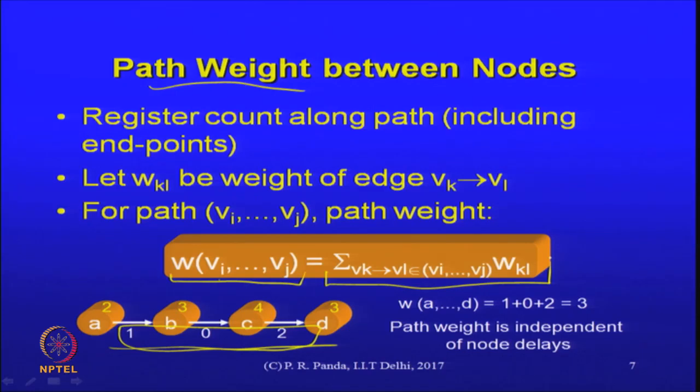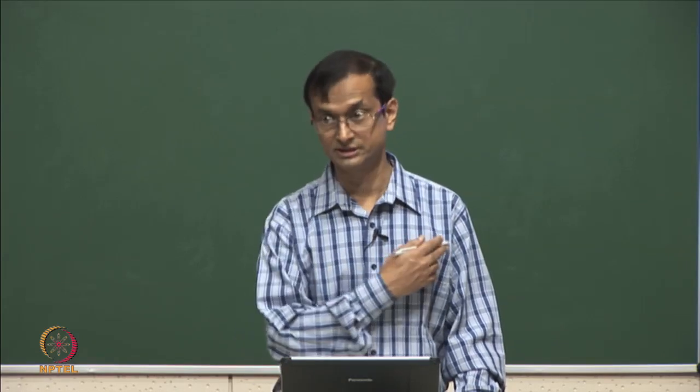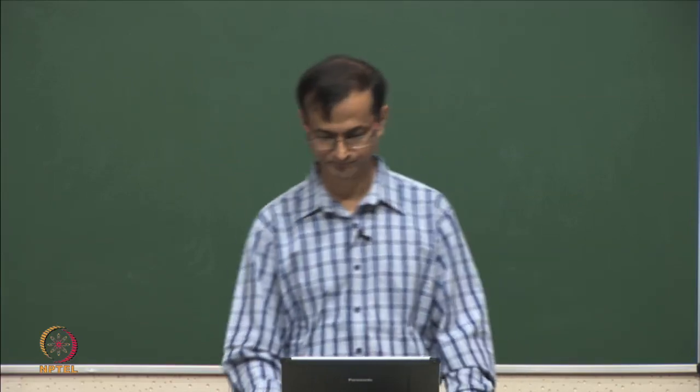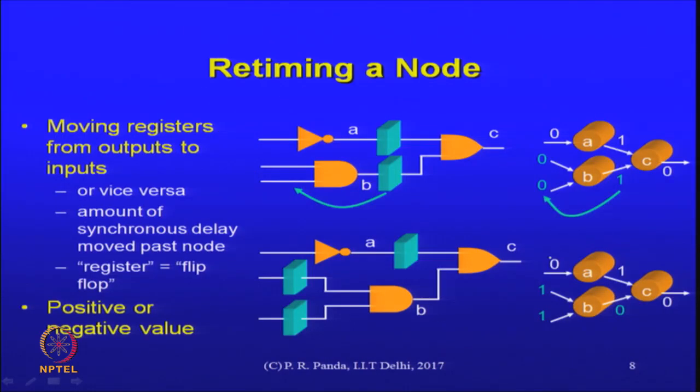It is a representative of the number of registers as you go from the output of one node to the input of the next. This number is defined in a way that is independent of the delays of the nodes it is encountering. We are only counting flip flops, not counting how long it takes to go from one node to the other. Okay, so, those are definitions.